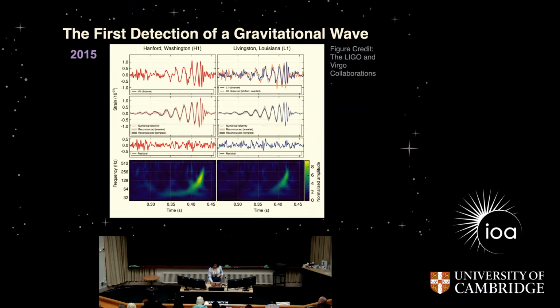So let me play that again. So that is a characteristic chirp that we call, that what two black holes do when they merge with each other.